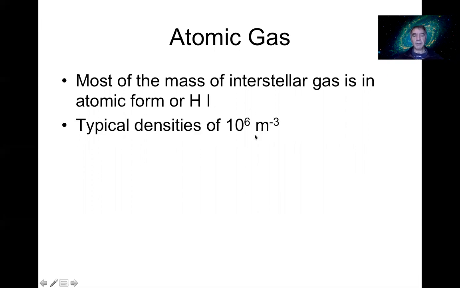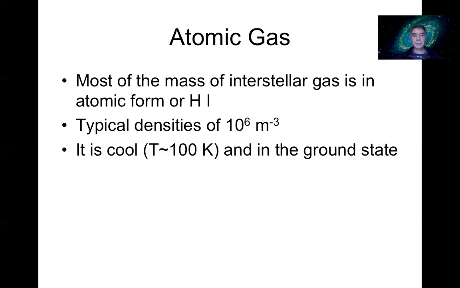So, as I mentioned at the beginning of the lecture, the typical density of the whole interstellar medium is about 10 to the 6 particles per meter cubed. And this is true of the atomic gas because that makes up the vast mass of interstellar gas. So what kind of state is this gas in?